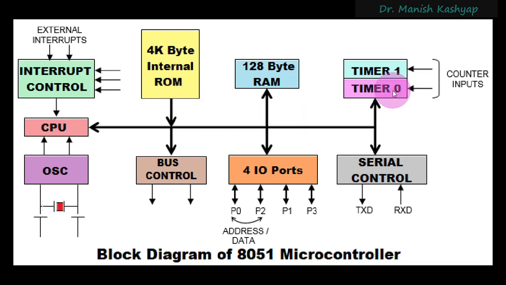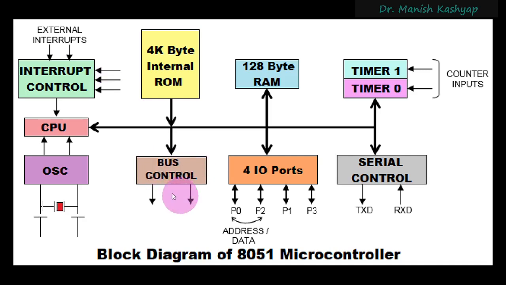Then there are two timers, timer 0 and timer 1, and the associated counter inputs are also there. Similarly, for interrupt control logic, you have external interrupts, which are 2 in number, and internal interrupts, which are 3 in number, and there is a reset interrupt. So in total there are 6 interrupts. 5 are shown here, and reset is also one of the interrupts, so it is not shown here, right?